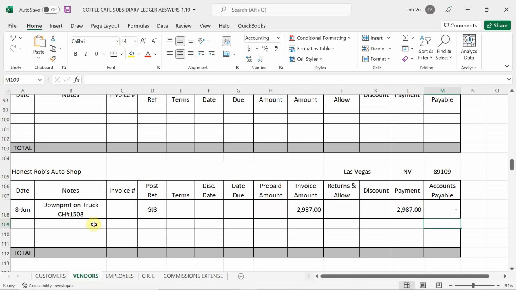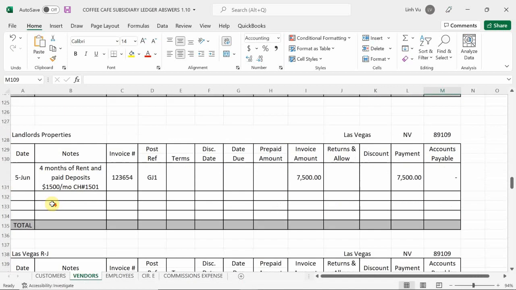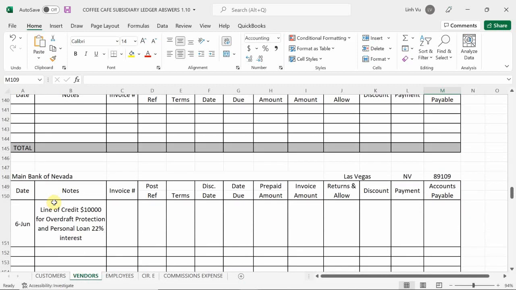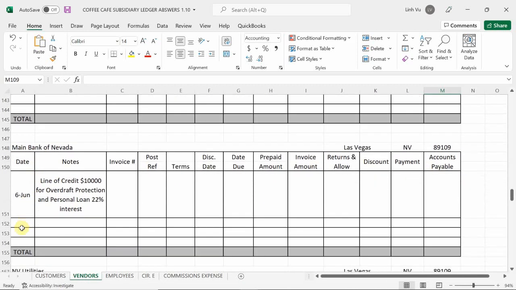So therefore, not only do I have to fill in Honest Rob's situation, saying I paid with check number 1508, that was my down payment, but the actual truck loan is going to be approved through your main Bank of Nevada. So in this case, today's the 8th. I agreed that I would have the truck loan, so that's what I'm going to indicate. I got a truck loan.